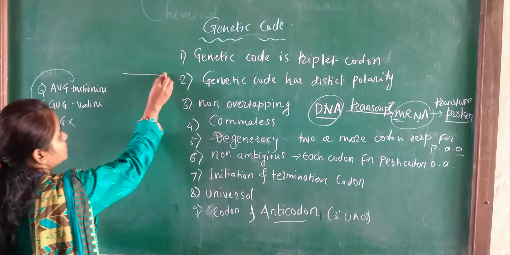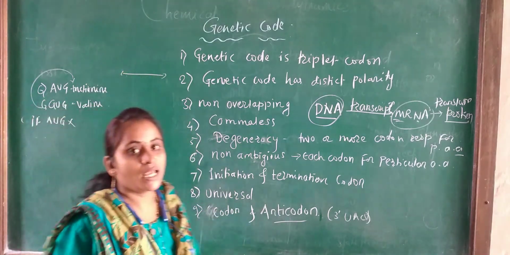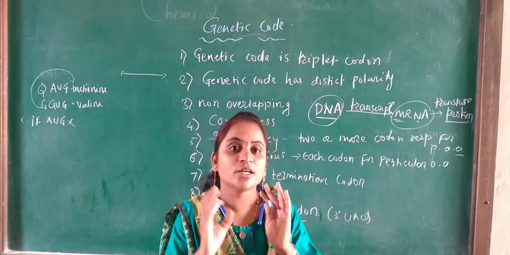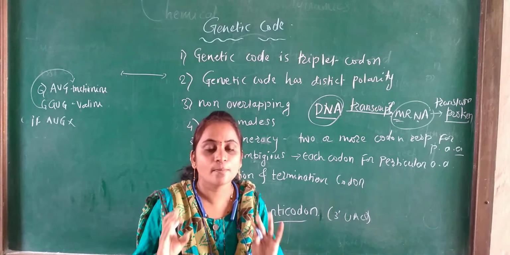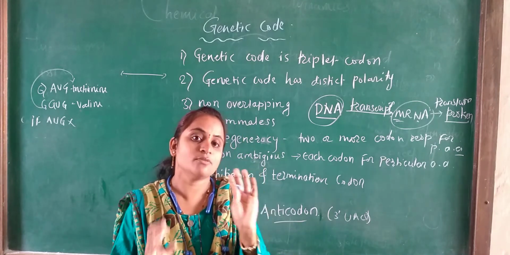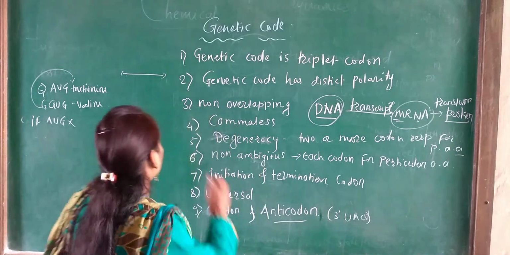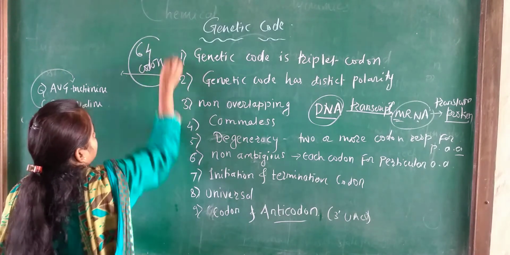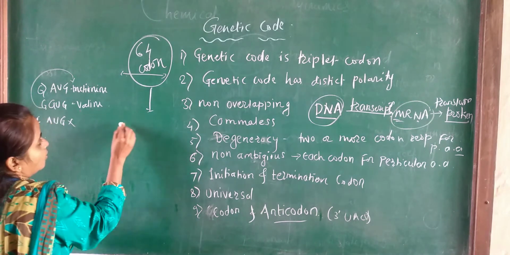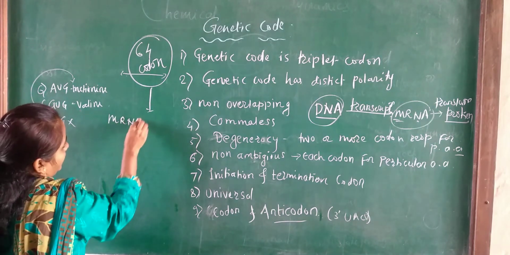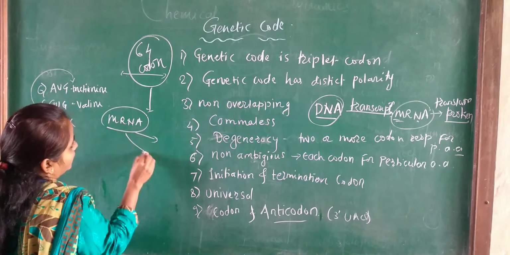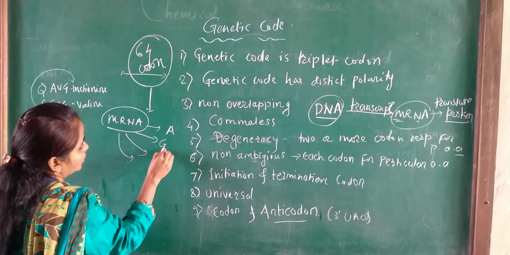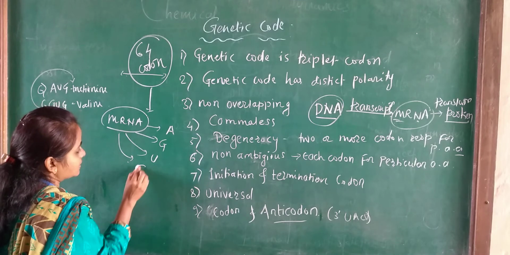For this process of controlling a character, the codon is responsible, means proteins are responsible. So these proteins are made from 20 different amino acids. Okay, these 20 amino acids are coded by 64 codons. There are a total of 64 codons, and these 64 codons are formed from different nucleotides, that is adenine, guanine, uracil and cytosine.